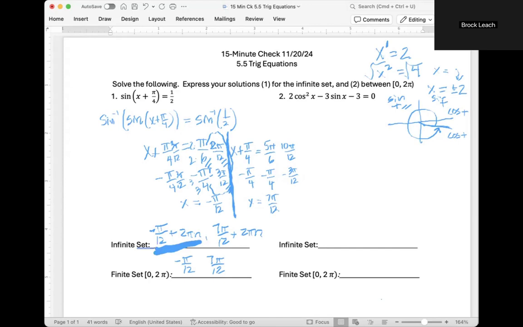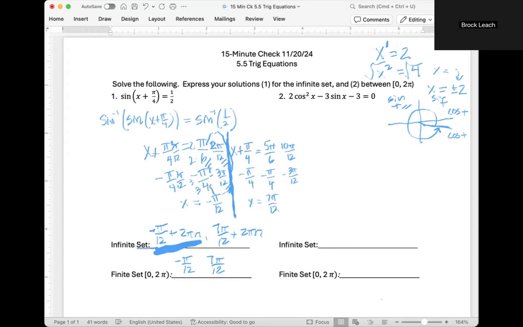13 pi over 12. Yeah, because pi plus pi over 12, we have to get common denominators. So I multiply both the numerator and denominator of pi by 12, because pi is over 1. So I did 12 pi over 12, and I added that to pi over 12, which got me 13 pi over 12. Let's see, if I put in 7 pi over 12 and I add pi over 4, which would be 3 pi over 12.